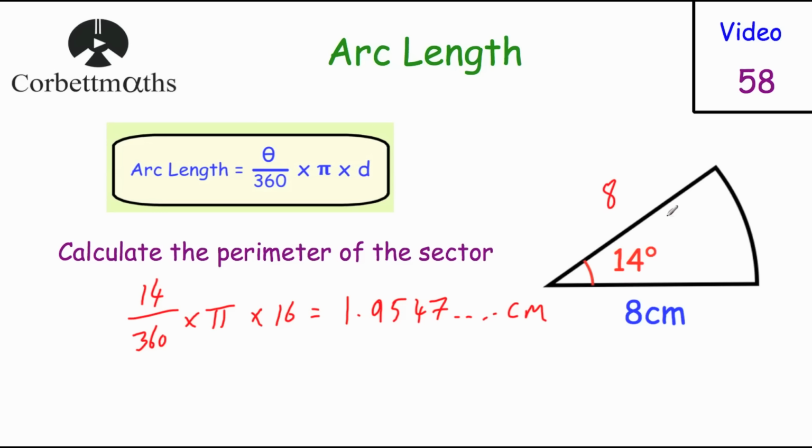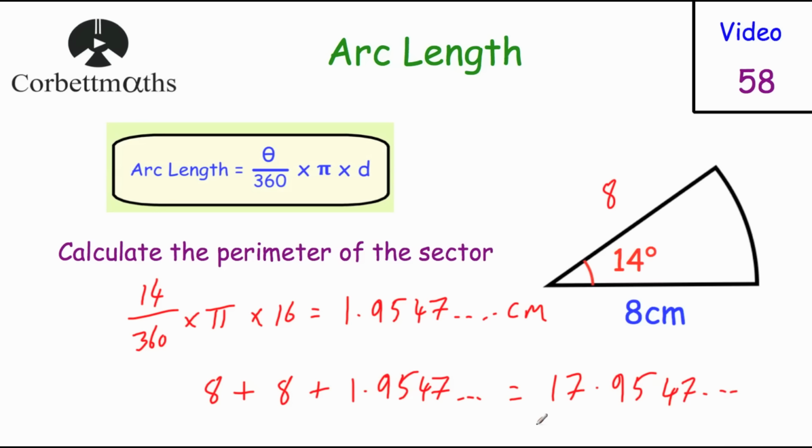So we've been asked to find the perimeter of this sector, so we're going to do 8 plus 1.9547 and so on, and we're going to get our answer. So I've already got this on my calculator display, so I'm just going to press plus 8, and that gives me 17.9547 and so on centimeters. Or if I round it to 2 decimal places, the answer would be 17.95 centimeters to 2 decimal places.